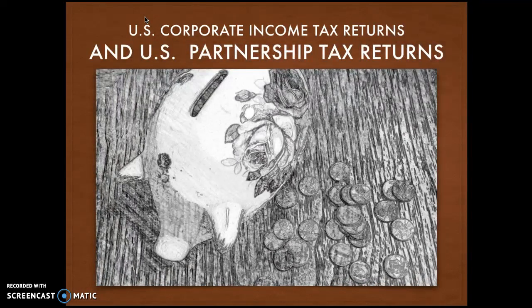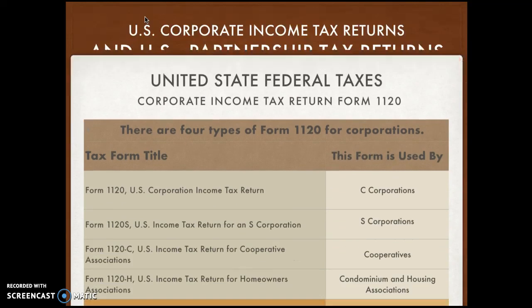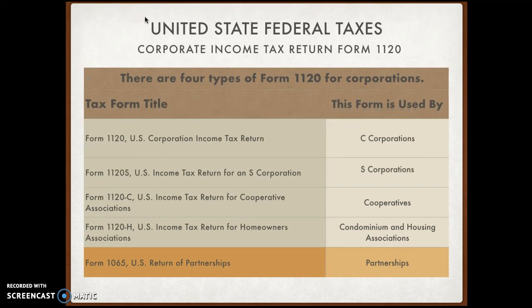We're going to talk about U.S. corporate income tax returns and U.S. partnership tax returns. In the United States, the corporations file tax return form 1120. There are 4 types of this form. The first is the plain old 1120 for C corporations. The second is 1120S for S corporations. 1120-C is for cooperatives, and 1120-H is for condominium and housing associations. And then we'll also cover Form 1065, which is the U.S. return of partnerships.